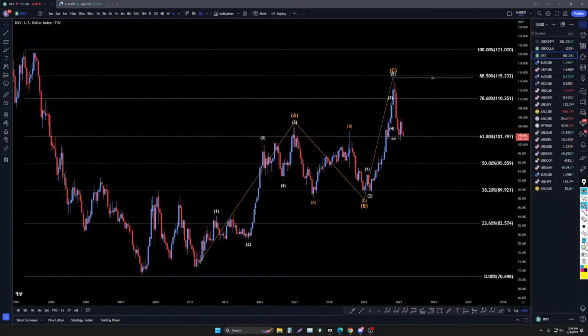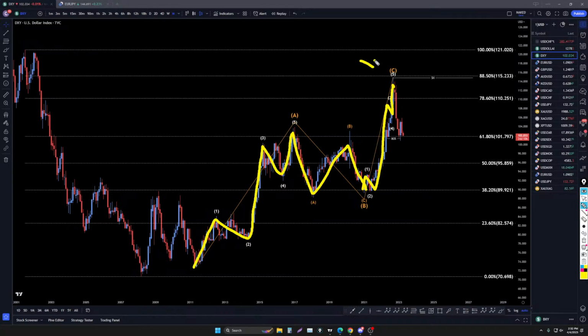So anyways, let's get started on the monthly time frame and work our way down. On the monthly, as you know, you see a 1, 2, 3, 4, 5, very clear uptrend. Then we see an A, B, C correction. Then we see a 1, 2, 3, 4, 5 up. Now we definitely have a couple options here.